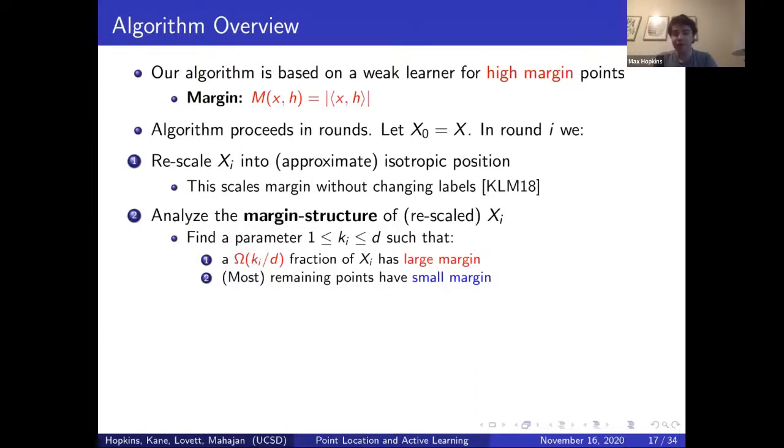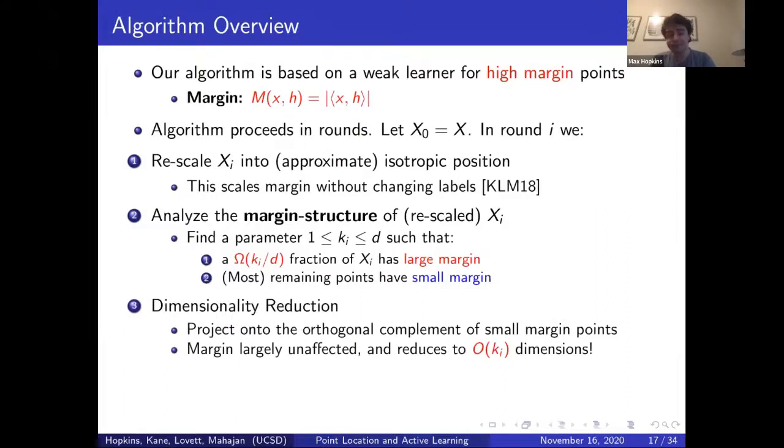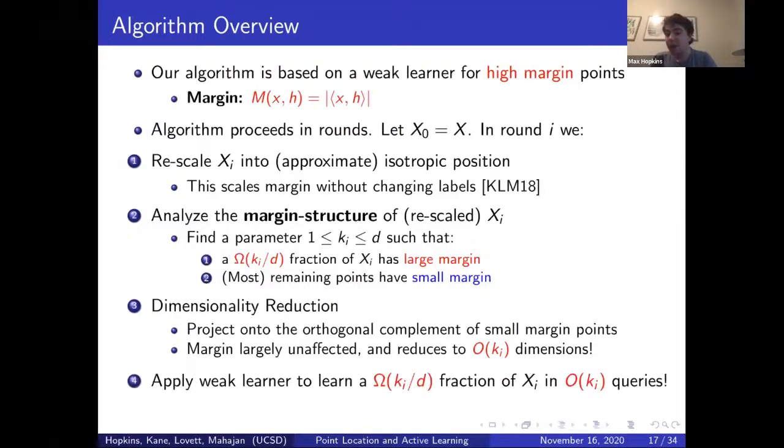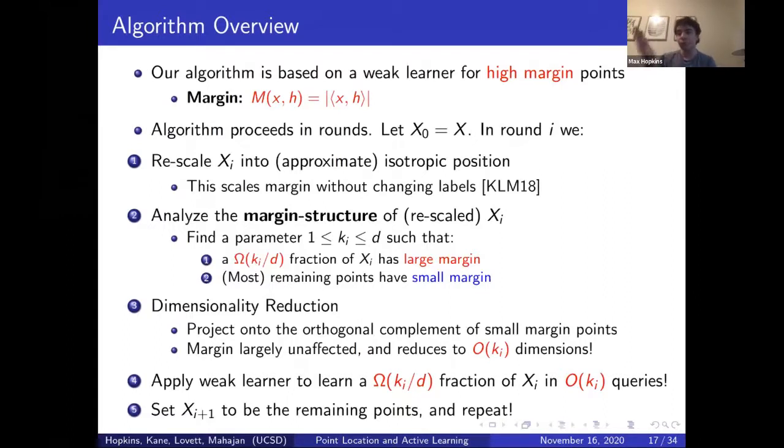What these small margin points allow us to do is actually to apply dimensionality reduction. In particular, our strategy will be to project onto the orthogonal complement of the approximate span of the small margin points. Doing this largely leaves the margin unaffected, and it reduces to O of Ki dimensions, where Ki is this factor where we're promised that we have a Ki over d fraction of large margin points. So now if we naively apply this weak learner for large margin points on the dimension reduced problem, each round will learn a Ki over d fraction of the points, but we'll only use O of Ki queries. Because we can do this for an arbitrary point set, we can just remove whatever points we learned, and we can repeat the process until we've learned everything.